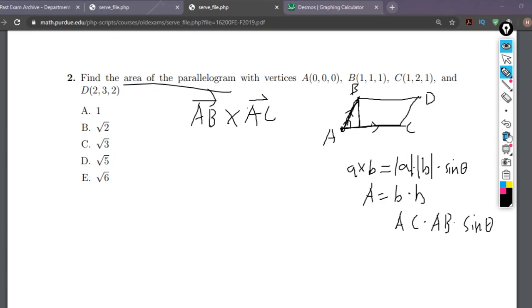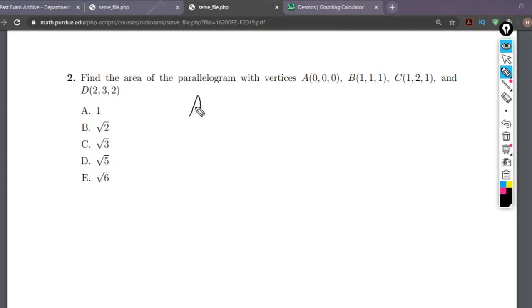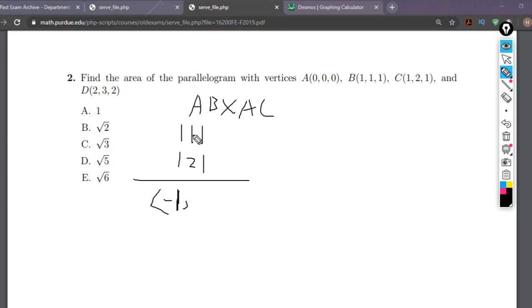So let's move on from that. AB cross AC would be 1, 1, 1 cross 1, 2, 1, since A is 0, 0, 0. So we do the cross product: ignore the first row, then it would be 1 times 1 minus 1 times 2, which is negative 1. Then ignore the second row: 1 times 1 minus 1 times 1, and negative that will still be 0. And ignore the third row: 1 times 2 minus 1 times 1 would be 1.